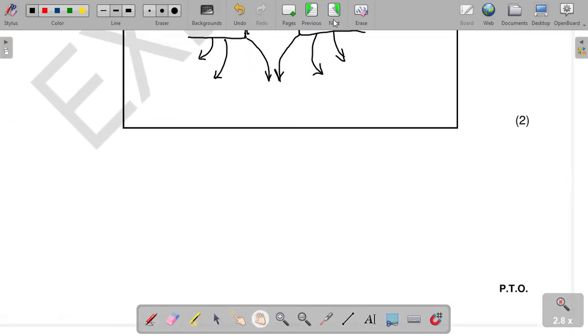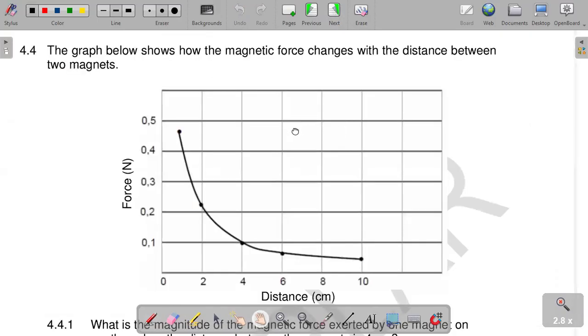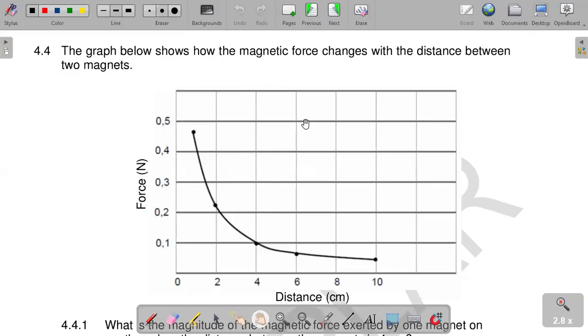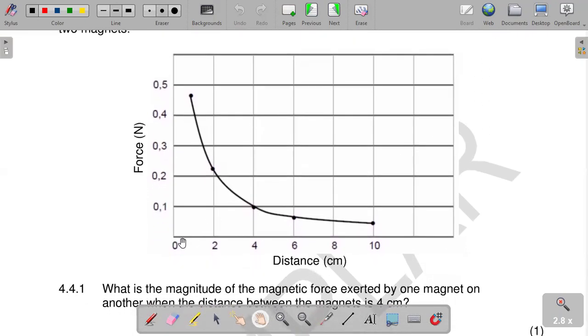Okay, so 4.4 is on the next page. So this is what we have for 4.4. The graph below shows how the magnetic force changes with the distance between two magnets. So we can see that when the distance increases, what happens to the force? The force is going down. See, it starts here and then it goes down like that as the distance becomes bigger.